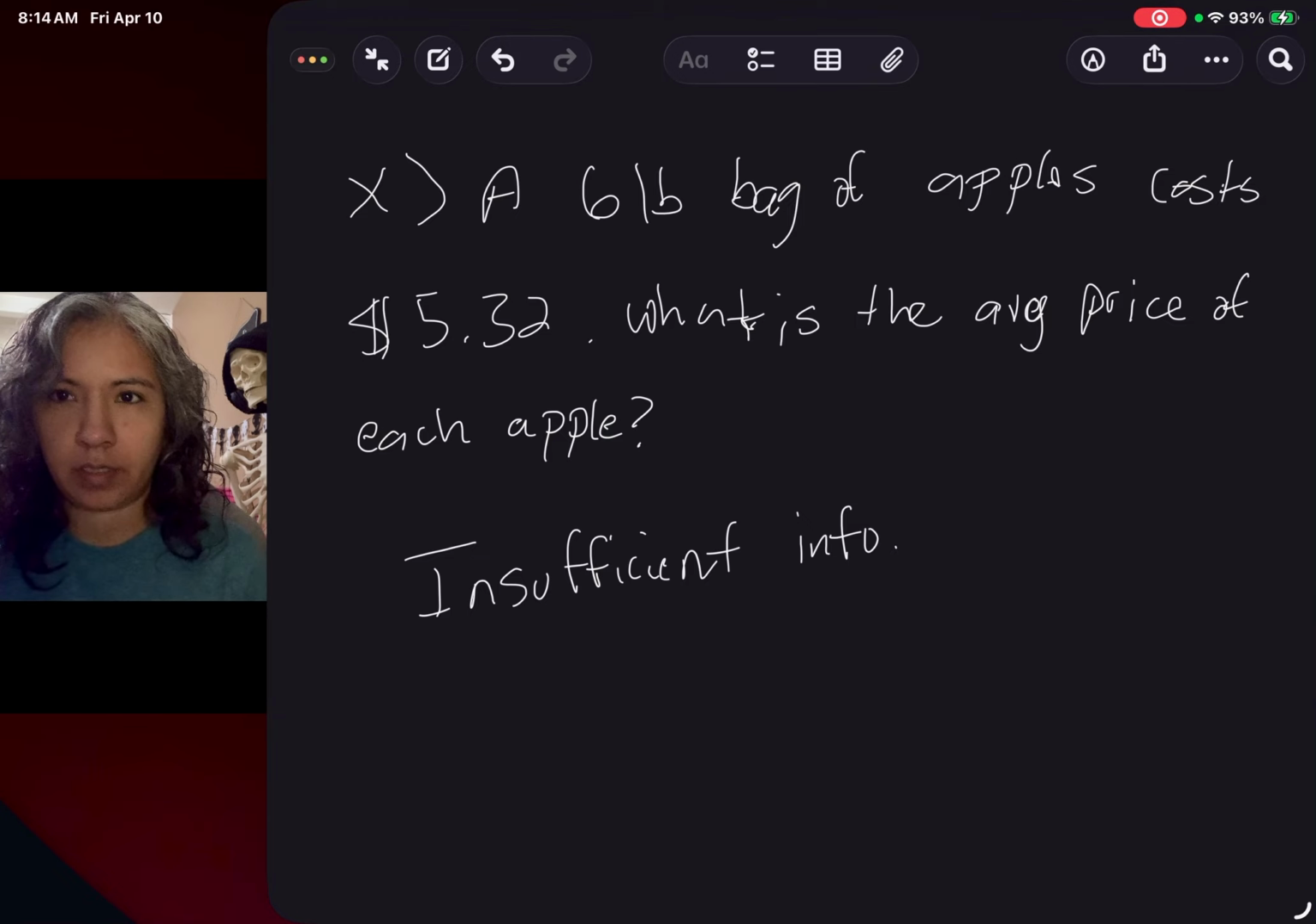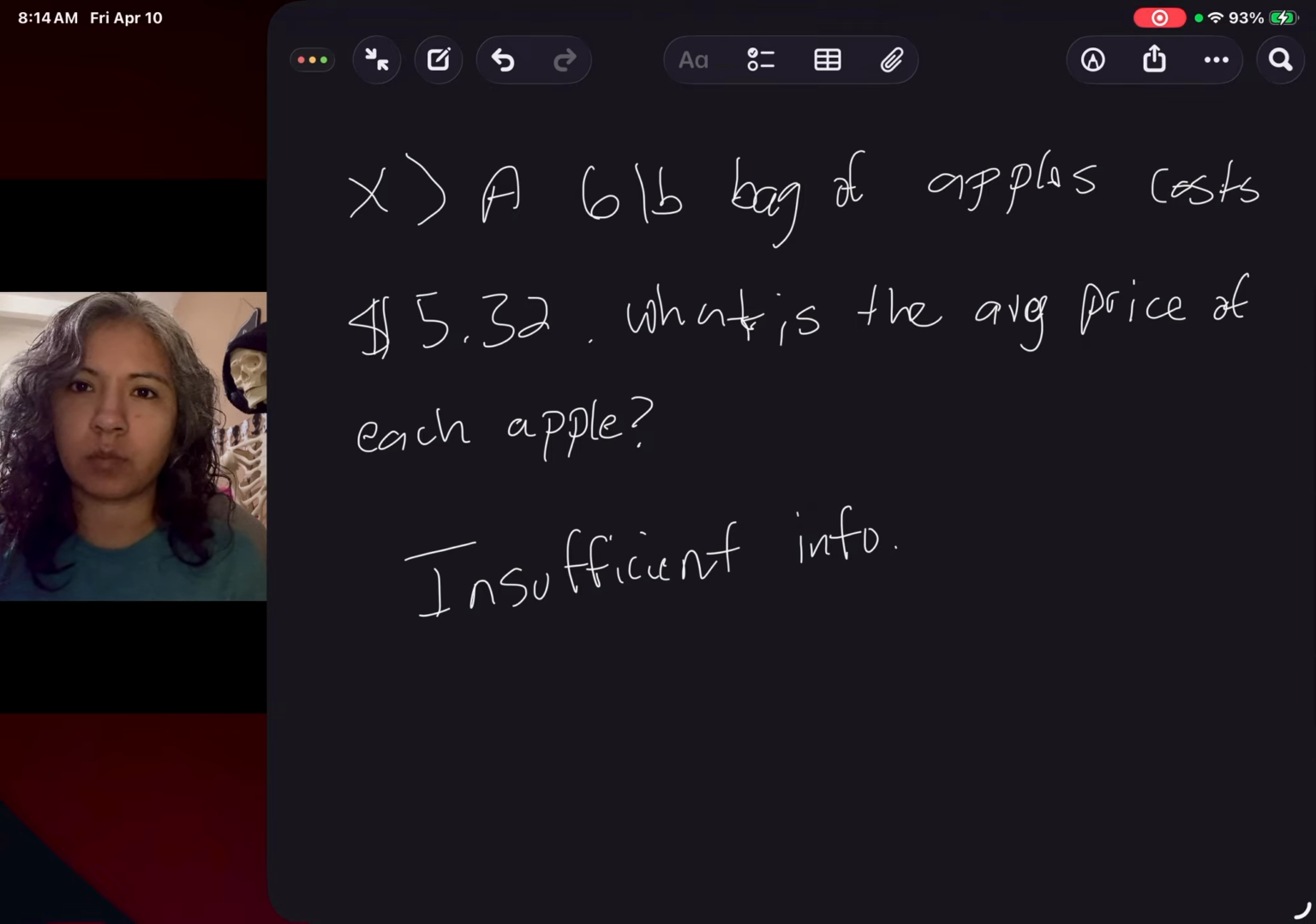Okay, and so for comparisons, we've practiced comparing numbers using the greater than symbol, less than symbol, and equal symbol. And so we're going to consider problems where we would use these symbols, but also see if we have enough information to make that comparison.